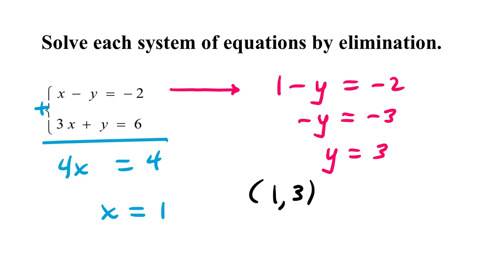Take either of your equations, replace x with 1. I chose the top equation because it just looks simpler. Replace x with 1. 1 minus y is equal to negative 2, and that's true if y equals 3. Subtract 1, divide by negative 1, and you get y equals 3. You get the ordered pair 1, 3.